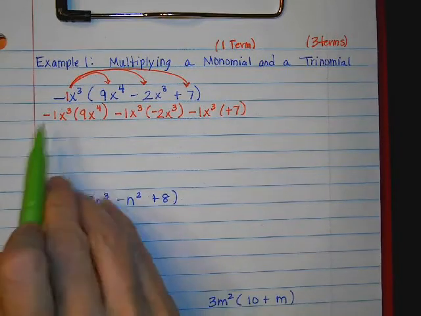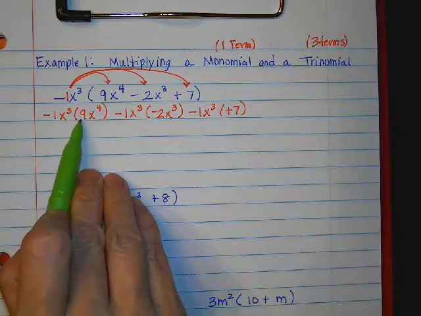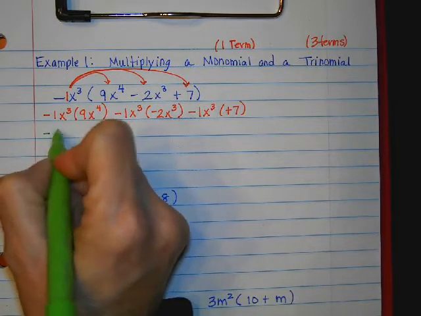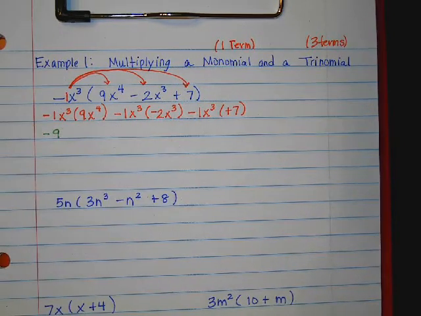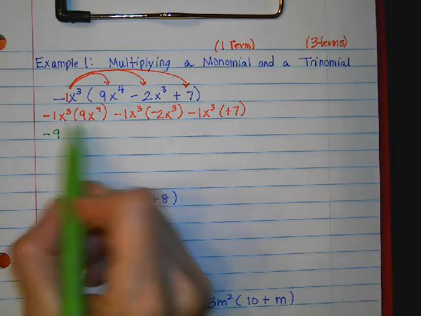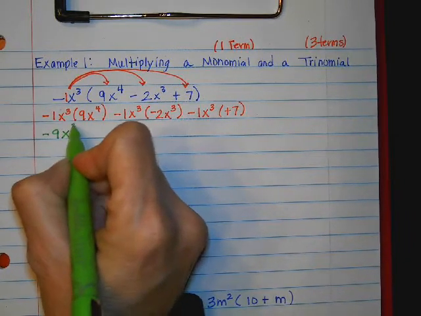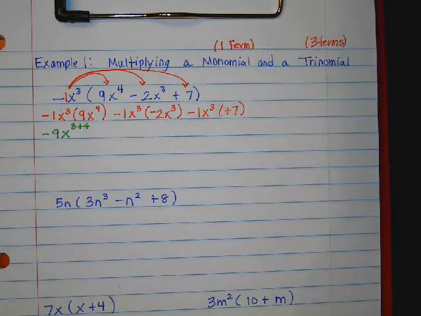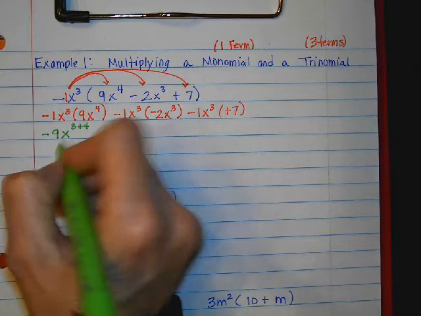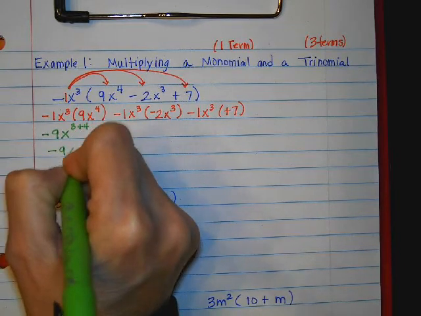So we're going to do our coefficients first. Negative 1 times positive 9 is negative 9. Remember, when we have variables involved, these both have an x. So to get our new exponent, we add 3 plus 4. What is 3 plus 4? That's right, 7. So this becomes negative 9x to the 7th.